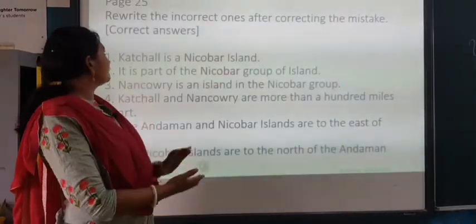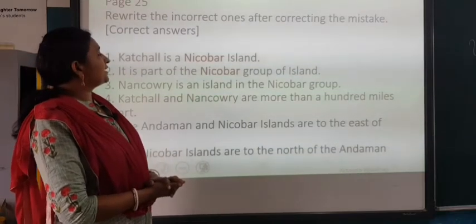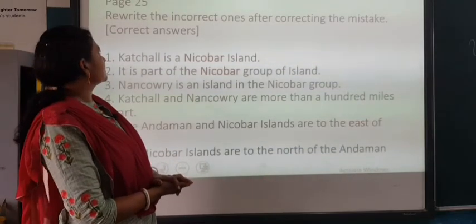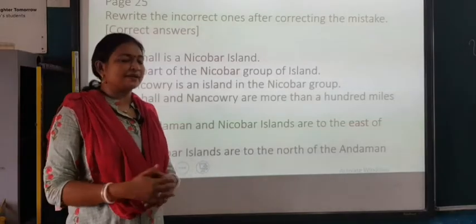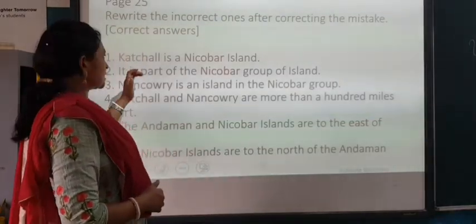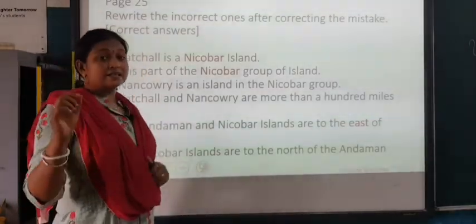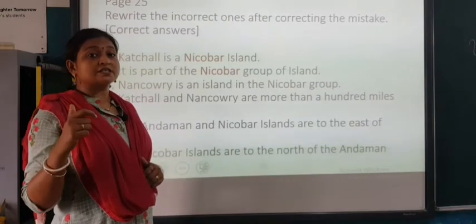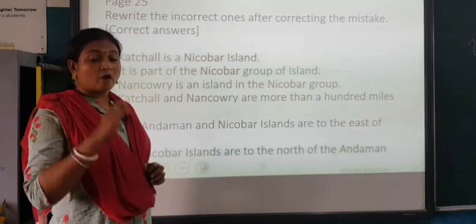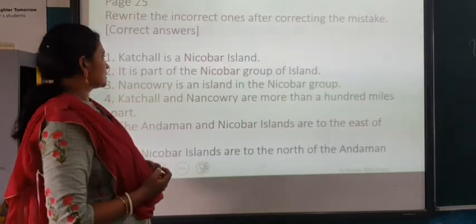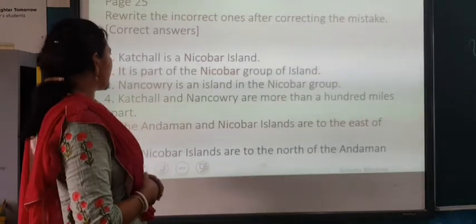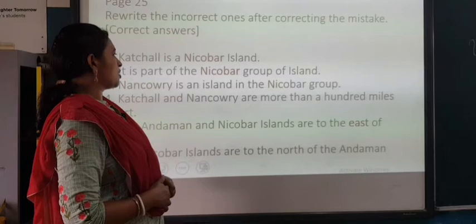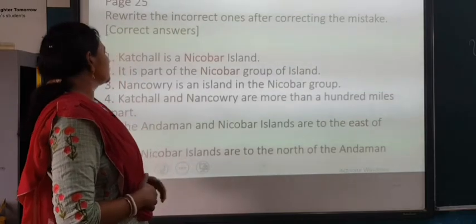Now here you have, on page 25, rewrite the incorrect ones after correcting the mistake. So here you need to make some corrections. Kachal or Katal. Now see, proper nouns you can pronounce anyway, according to the spellings. Kachal is a Nicobar island. It is part of the Nicobar group of islands.